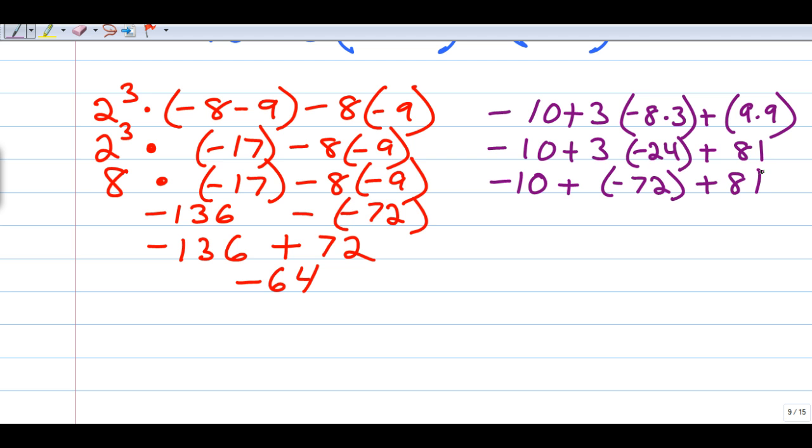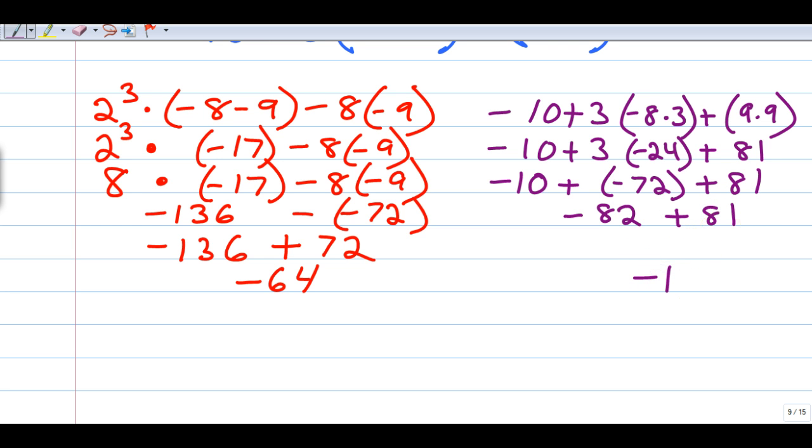Next, we're going to add or subtract from left to right. We have a -10 plus a -72. These are like terms, so we combine them to create a -82. Carry down the plus 81. Now we have a -82 plus 81 to create a -1.